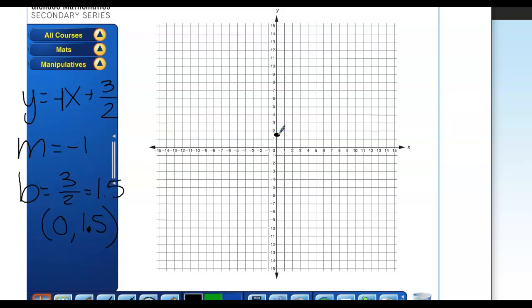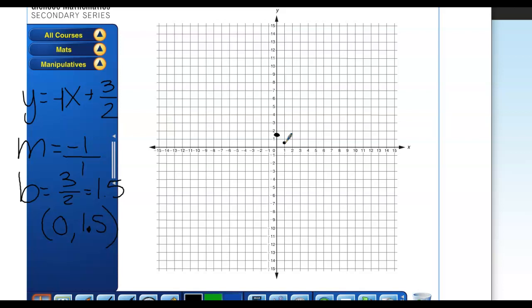And what's my slope? Negative 1. It's an integer, so I can put it over what? 1. So that way I have a rise and a run. Any whole number or integer, just put it over 1 so that you remember your rise is the top number, your run is the bottom number. So I'm going to go down 1 and to the right 1. So I go down 1, so I'd be at 1/2. And then I'd go over 1, and so I'd be at 1 and then 1/2.